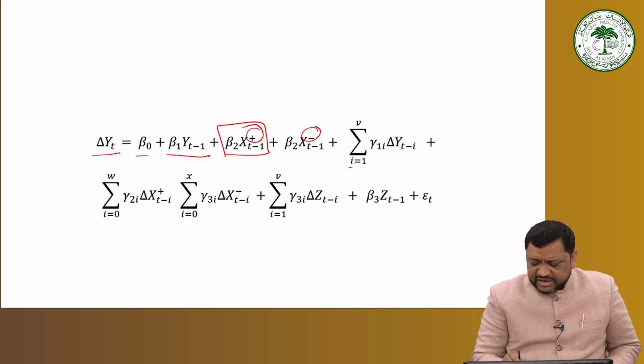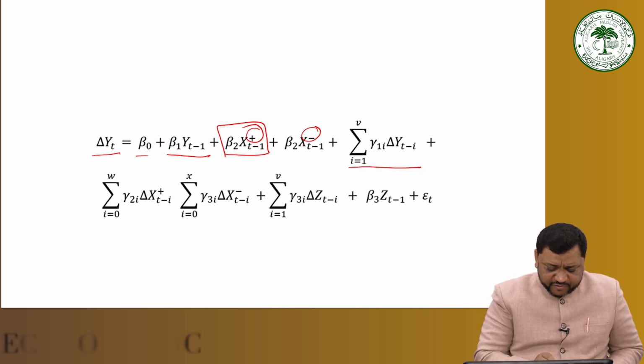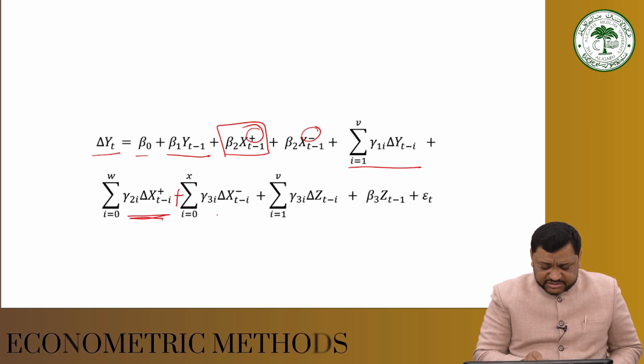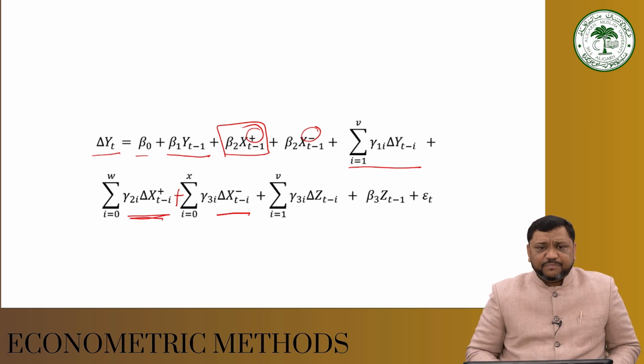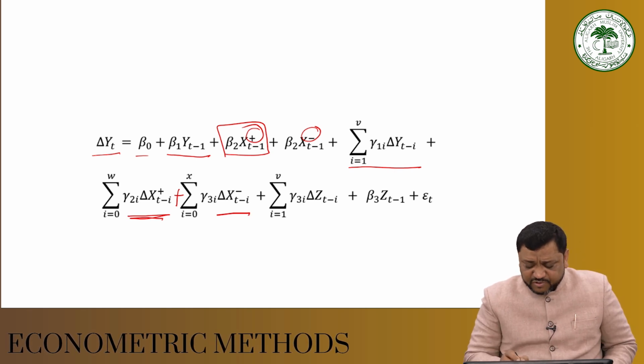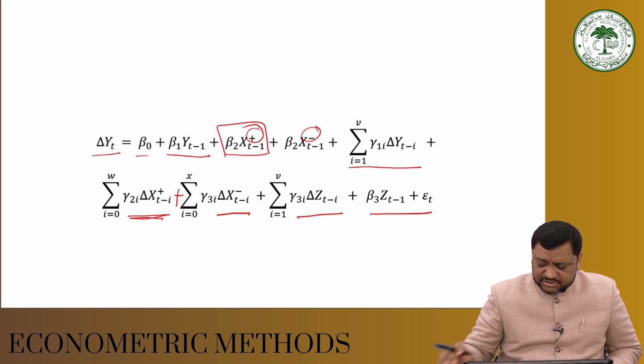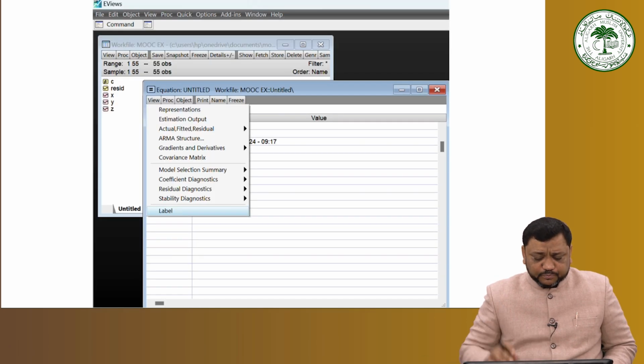And then we have the lag terms yt minus 1 in the delta form. Then again there is a plus sign missing over here. We have xt minus 1, and then delta xt minus 1 and delta xt minus 1 in the plus and minus format, and then we have our third variable, again in the b3 zt minus 1, that is the third variable over there.